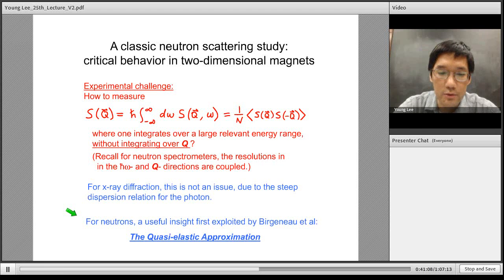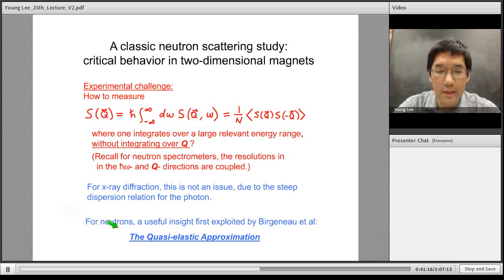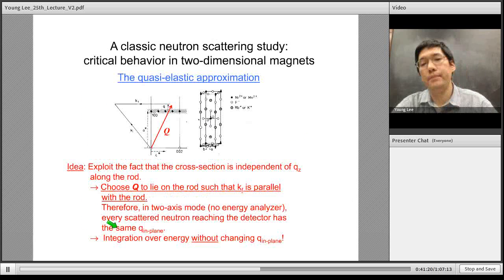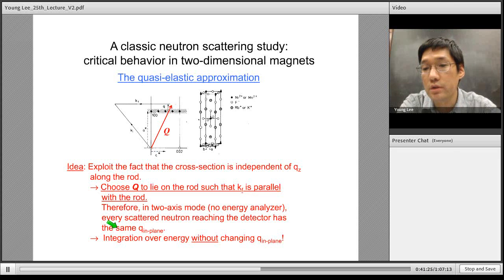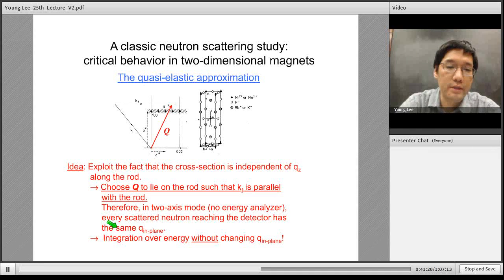So there's a very nice trick, we can call it a trick, or some insight that was exploited by the co-workers Bergeneau, Sharani et al. to overcome this challenge experimentally, and we'll call it the quasi-elastic approximation. And this works because we have this two-dimensional system, so it's a low-dimensional magnetic system. And here's the basic idea.